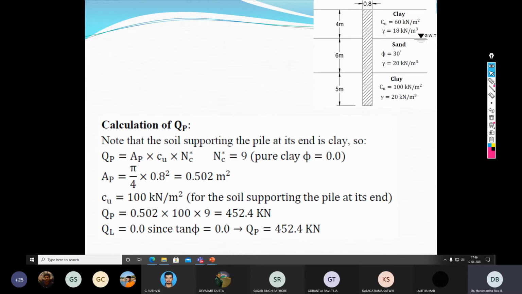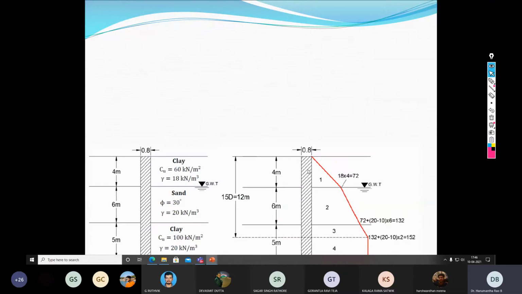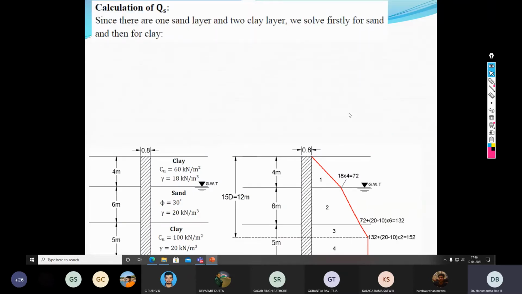Good. So this is the point bearing capacity calculation. That is as simple as possible. Now let us come to the calculation of QS, that is skin friction. Does anybody have any question on point bearing resistance? That is simple and straightforward. There is no hanky panky about the calculation of QP or point bearing resistance. But the entire trouble comes when you try to deal with the skin friction.